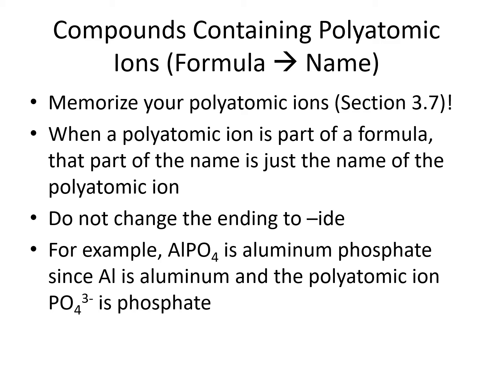So when a polyatomic ion is part of a formula, then we're just going to write the name of that polyatomic ion as is. We are not going to change the ending to -ide. The -ide ending specifically refers to an individual type of atom, whereas the polyatomic ions have multiple atoms in them. So for example, AlPO4 is aluminum phosphate rather than aluminum phosphide. Aluminum phosphide would only have phosphorus on the end of it with no oxygens.